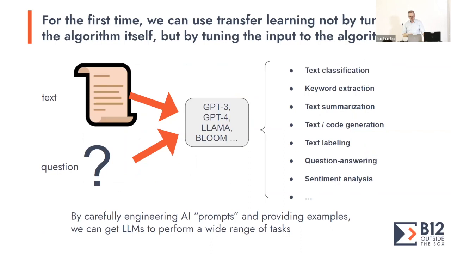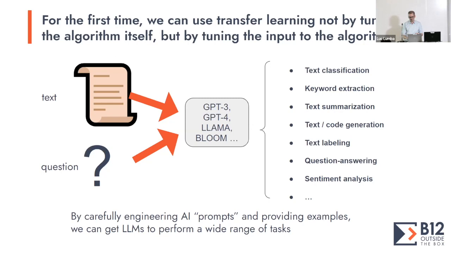Now, how does this work? We are in a time where we have shifted transfer learning from having to modify the algorithm itself to having to modify only the inputs to the algorithm. By taking the data that I want to analyze and modifying what I call the prompt, the question that I want to ask the algorithm, I can get a language model not only to do auto-completion, but to do any number of tasks, from text classification to sentiment analysis to text labeling and so on. The key point here is that for the first time, we can really do transfer learning by modifying the inputs only. That's very important. We don't need to touch the algorithm, at least not that much.